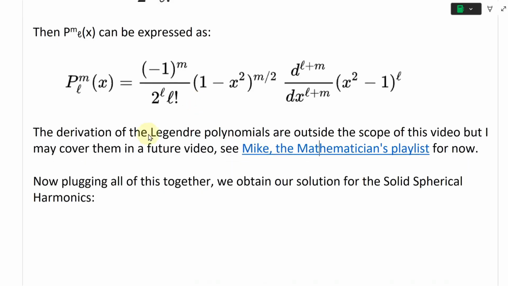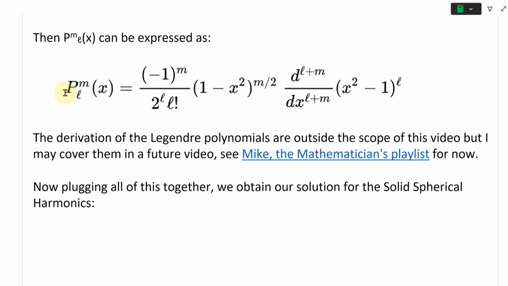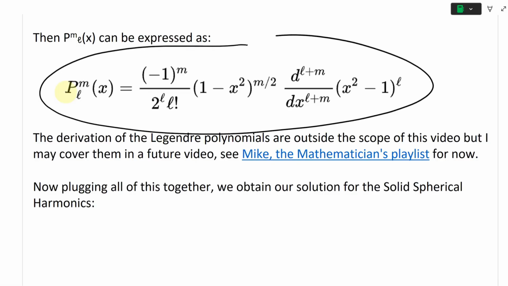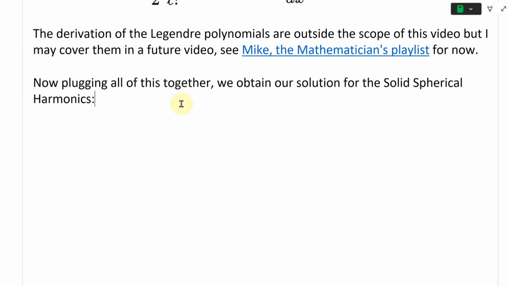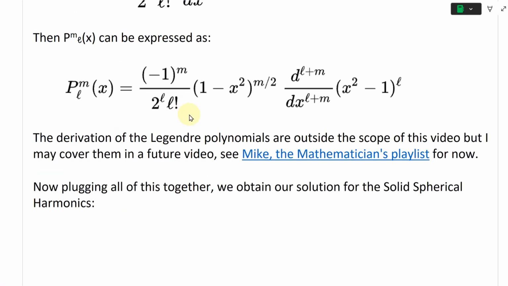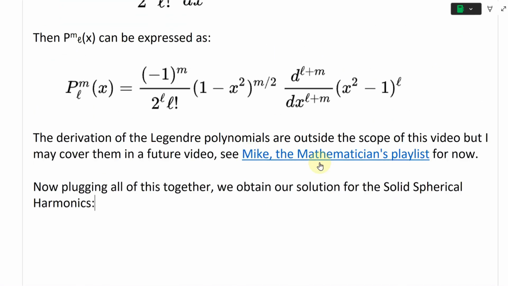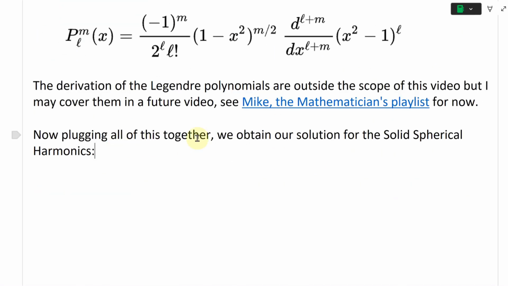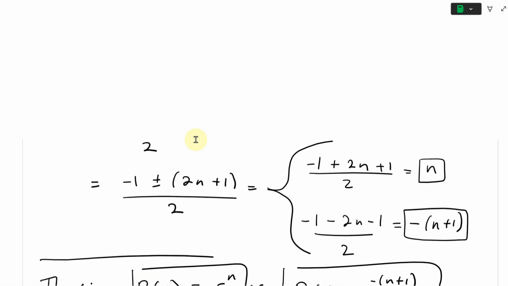I'll close this. So now, plugging all of this together, we obtain our solution for the solid spherical harmonics, again in terms of the associated Legendre polynomial. So in terms of this giant thingy, but we'll use n instead of L. Yeah. So what we're going to get is, well, let's just find our starting point. First of all, we're going to get solid spherical harmonics. Plugging all together in the solid one again includes the radial term and so on. So let's just go back to put it all together.